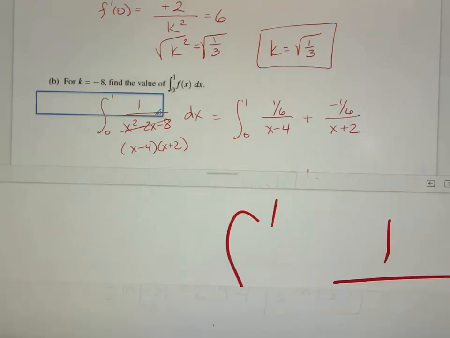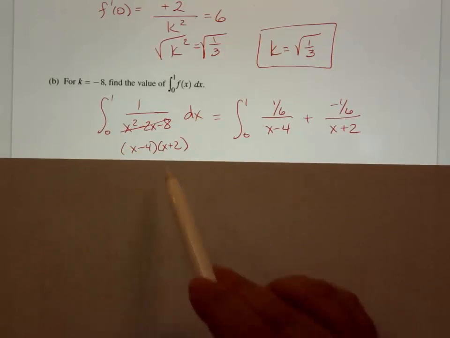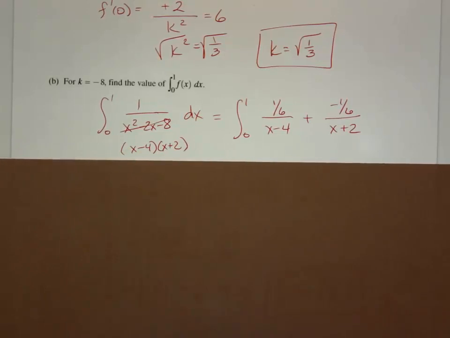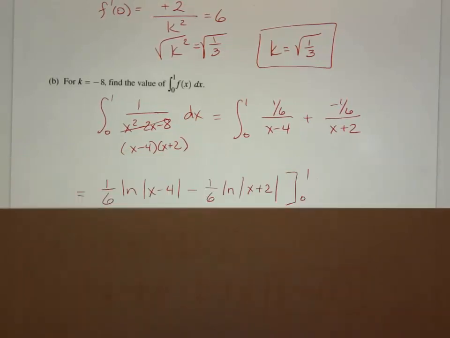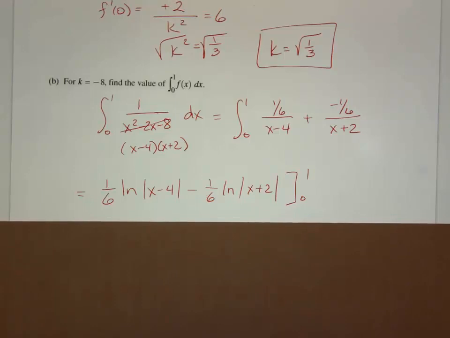I want to make that go away. There it goes. And then do the same thing for the negative 2. You get negative 1/6. Both of those are ln problems. Negative 1/6 ln of x minus 4 minus 1/6 ln of x plus 2 from 0 to 1, which you could go ahead and evaluate just like that.